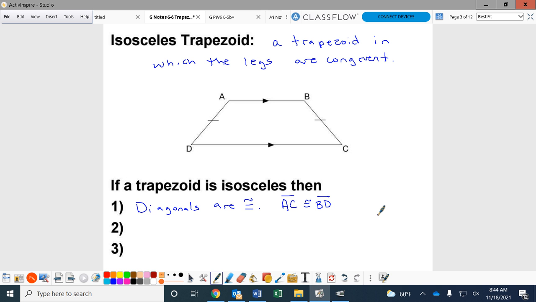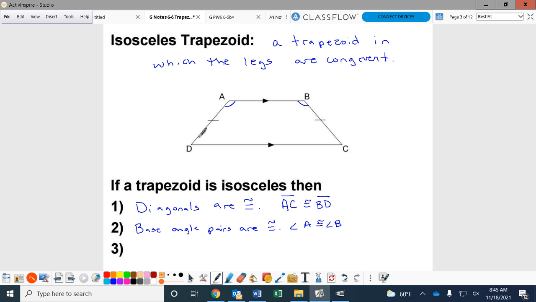Okay, the next thing that we know is going to be true is about the base angles. Base angle pairs are congruent. Now, we got to remember where the base angle pairs are. Remember, they're connected on the lines that are parallel. So the base angle pairs are going to be this one right here and this one right here. Those two are going to be congruent to each other. So angle A is going to be congruent to angle B.